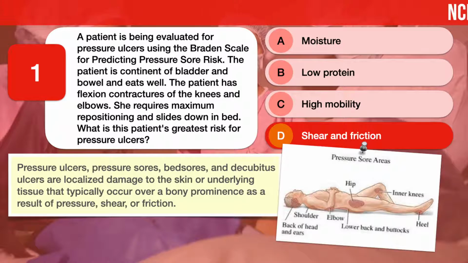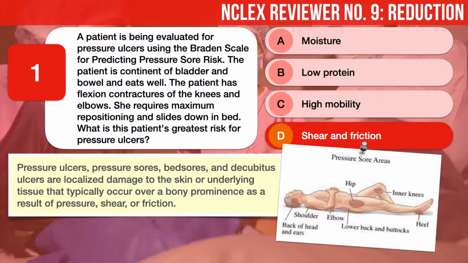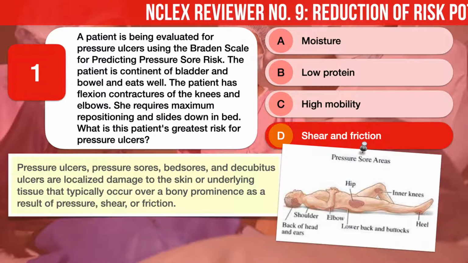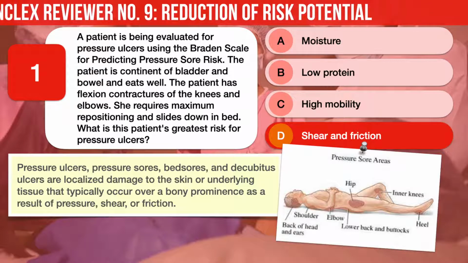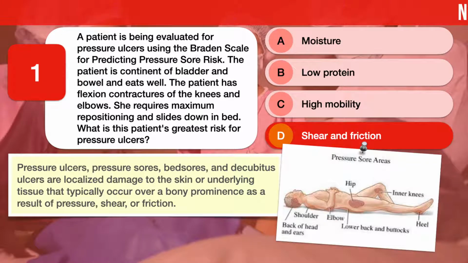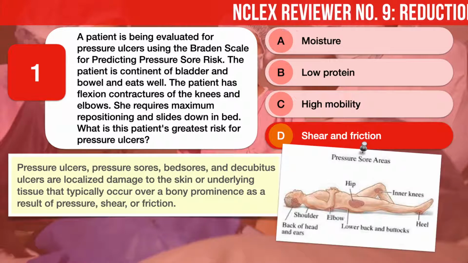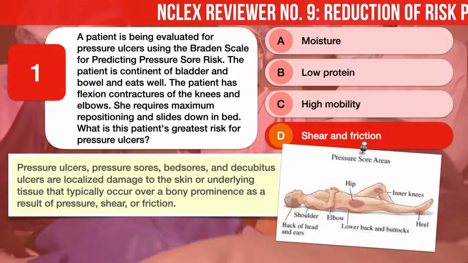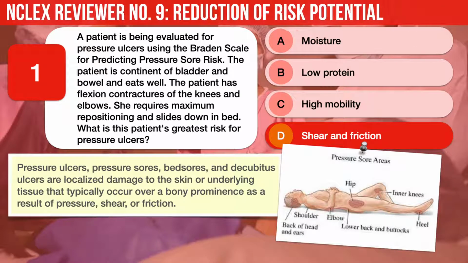Shear and friction. Pressure ulcers, pressure sores, bed sores, and decubitus ulcers are localized damage to the skin or underlying tissue that typically occur over bony prominence as a result of pressure, shear, or friction. The most common sites include the skin overlying the sacrum, coccyx, heels, or hips. This patient has an increased risk of pressure ulcers because of shear, friction, and contractures. The Braden scale for predicting pressure sore risk categories include friction and shear, nutrition, mobility, activity, moisture, and sensory perception.